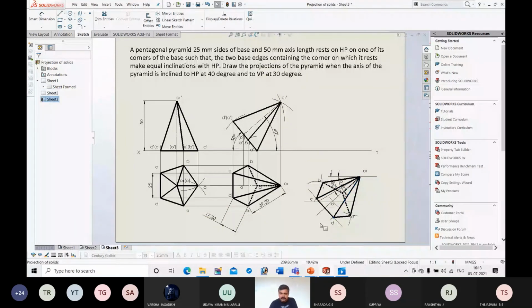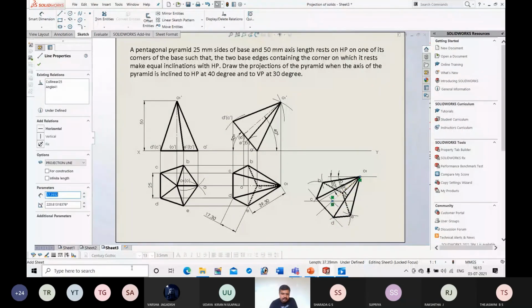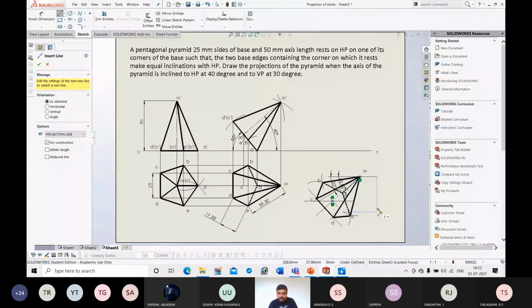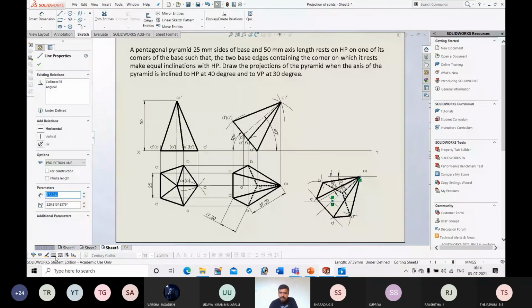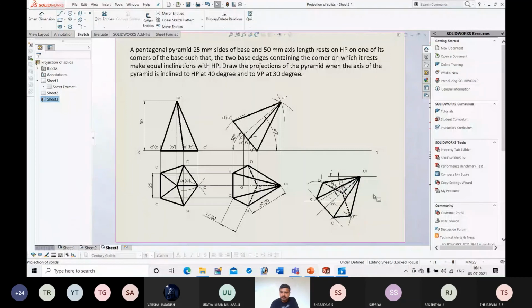Okay, so this is the second topic. Next, I will represent this as chain dash. This is the axis. Okay, next, after this you should draw the final view. For drawing the final view, you should project points from here and from the second front view. And here also, you should apply the rule of visibility.